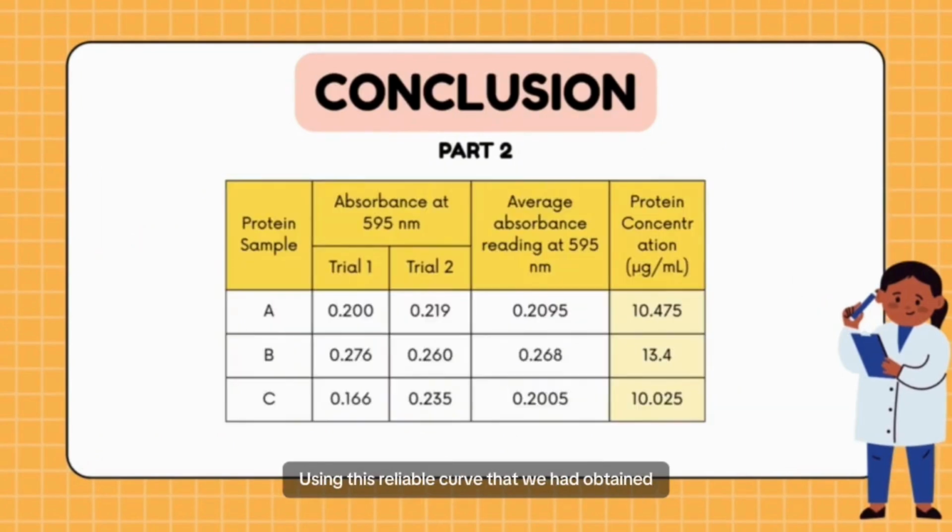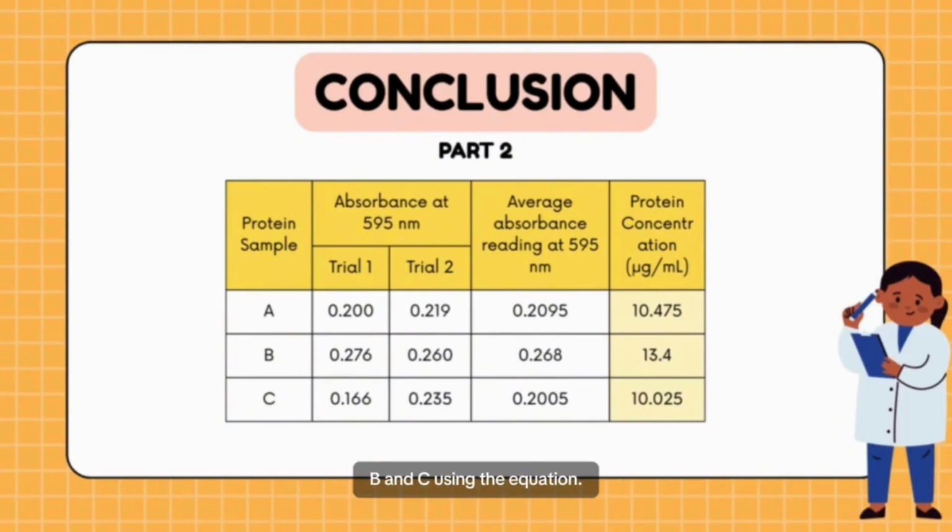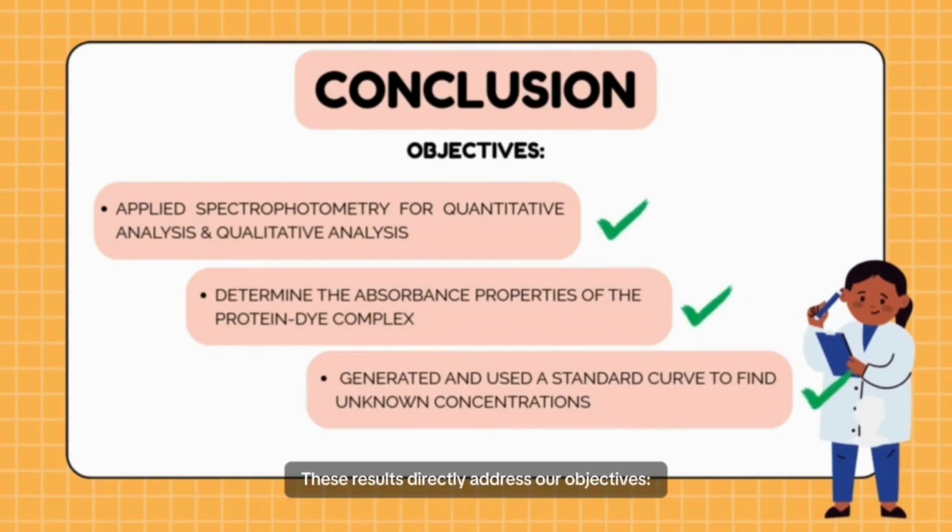Using this standard curve that we had obtained, we then determined the concentration of our unknown samples A, B, and C using the equation. Sample B had the highest concentration at 13.4 micrograms per milliliter. These results directly address our objectives.